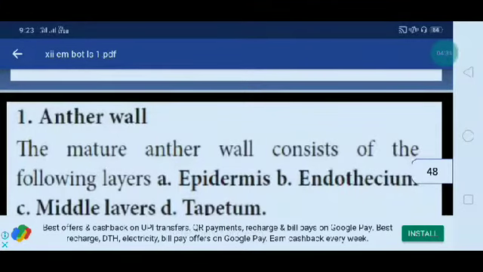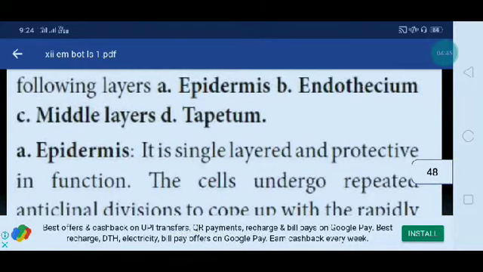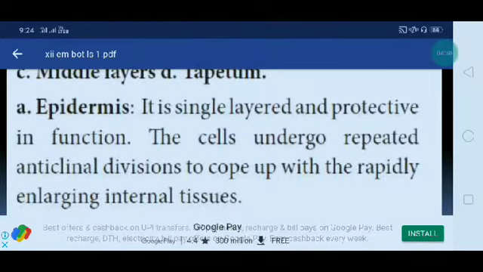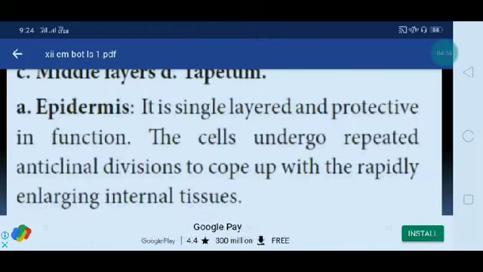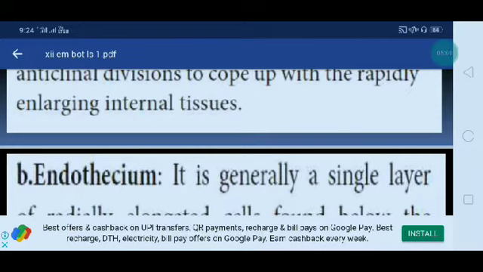First one is the anther wall. The mature anther wall consists of the following layers: epidermis, endothecium, middle layers and tapetum. There are 4 layers present in the anther wall. First one, epidermis. It is a single layer and protective in function. The cells undergo repeated anticlinal division to cope with the rapidly enlarging internal tissues.